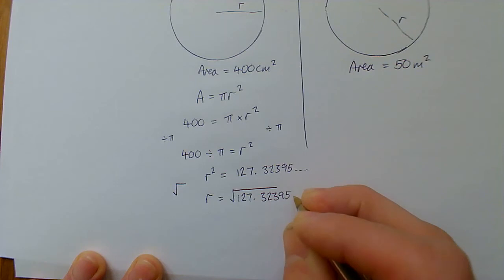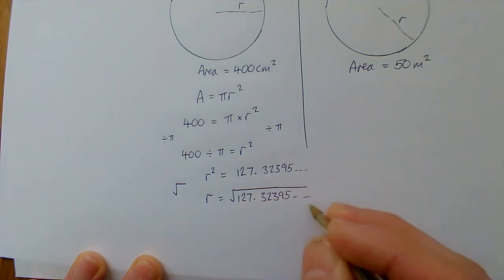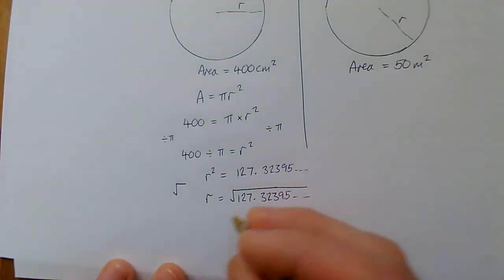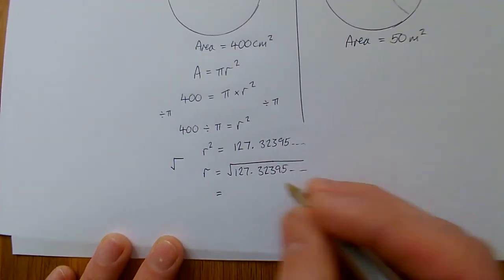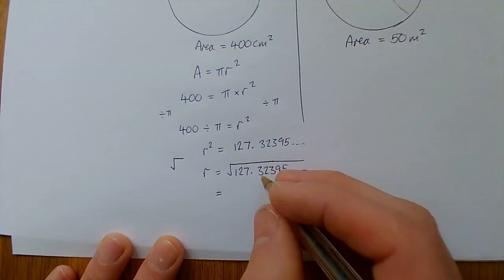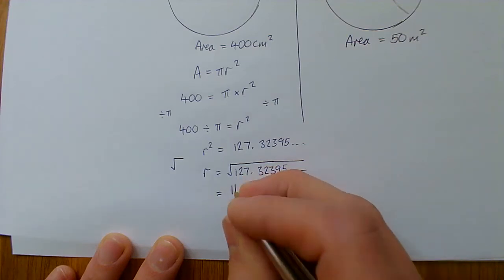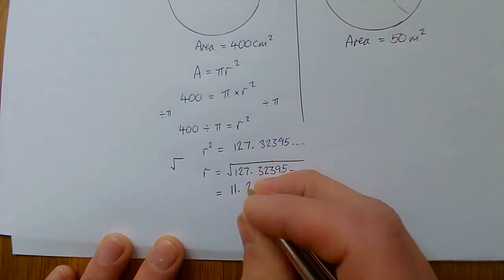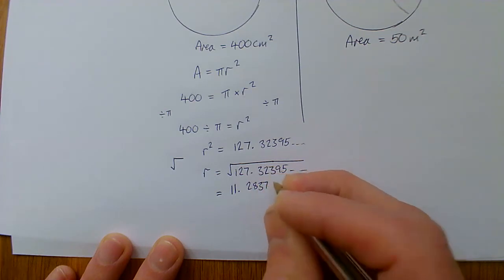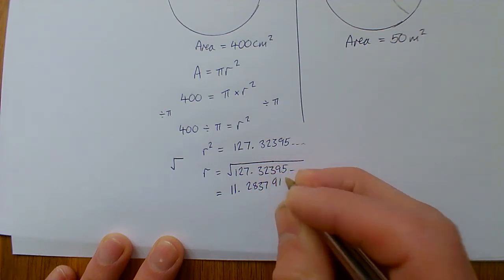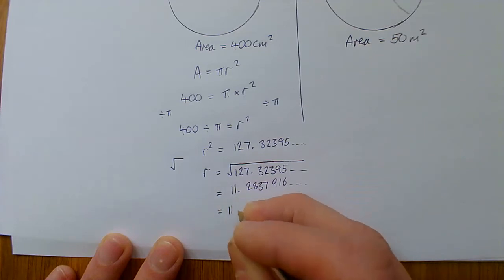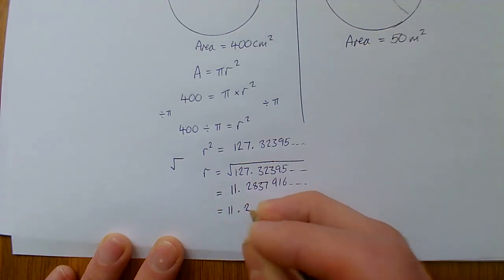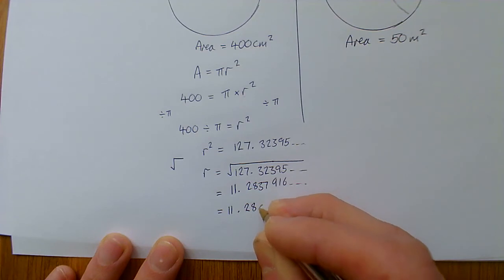127.32395, etc. If you keep the accurate answer in your calculator, you can just press the square root button and use the old answer and save yourself having to put it in twice. Putting that in the calculator, you get 11.2837916, etc. to 2 decimal places. That is 11.28 centimeters.